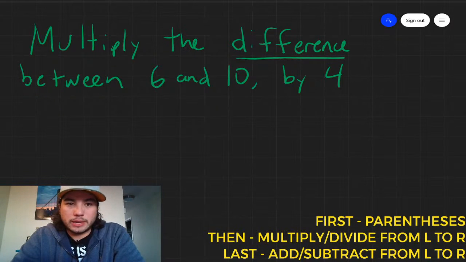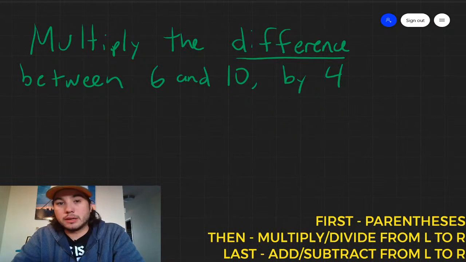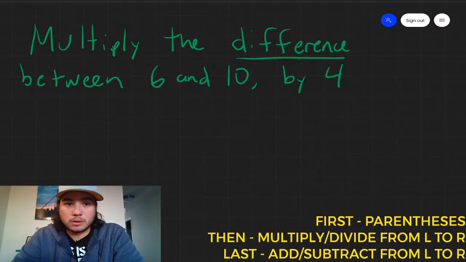So see if you can write that out using numbers and symbols in an expression. Symbols meaning your plus sign, your minus sign, your times sign, your divide sign, your parentheses, right? Those are our symbols that we're working with here. So multiply the difference between 6 and 10 by 4.